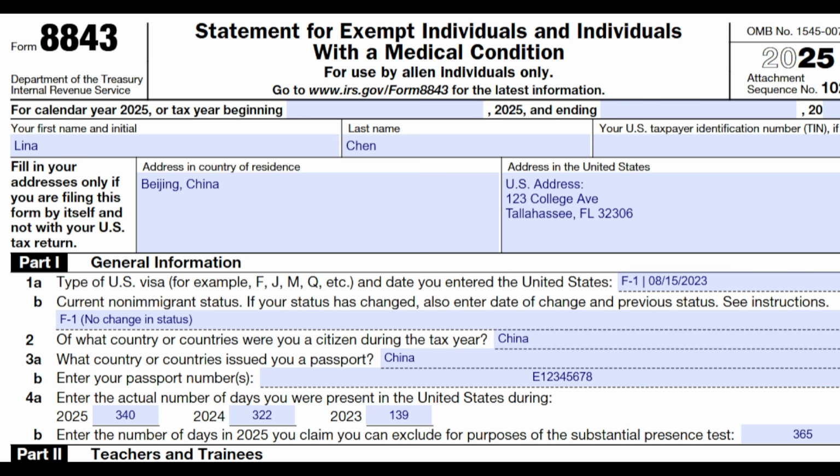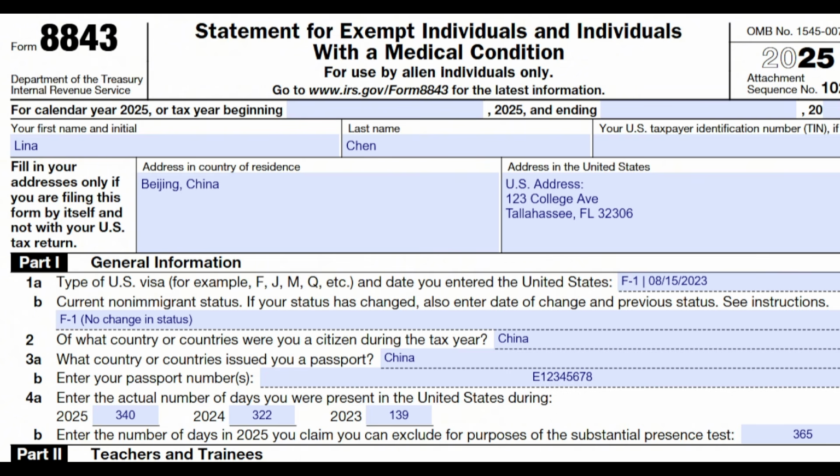But that part, that 4A, is telling you the number of days you were there. Now, the reason that matters is because they're trying to get to the substantial presence test. And you can see that on 4B. Enter the number of days in 2025 you claim you can exclude for purposes of the substantial presence test. What I did here, I have the 360, they're excluded, right? They're excluded completely because they are on that F1 visa, so they're not counting those days toward the substantial presence test. So that's why it's excluded.